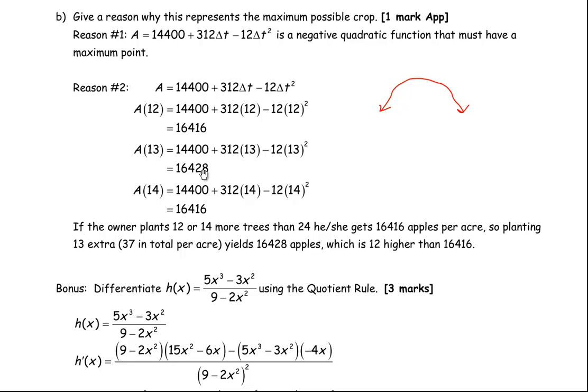Well, if instead of 13 we put 12, so one less, or 14, one more, in both cases those work out to 16,416. So notice that the 16,416s are less than what we think is the best, the optimum. And so this is going to be the maximum. We put delta t at 13, we get 16,428. On either side of it, we get a smaller amount. So that's another reason why that would give us the maximum possible number of apples from an acre of property.